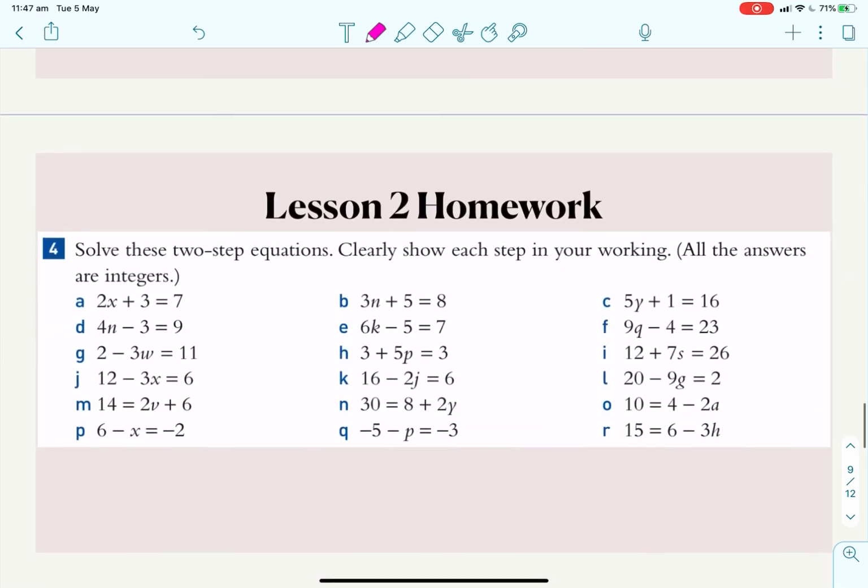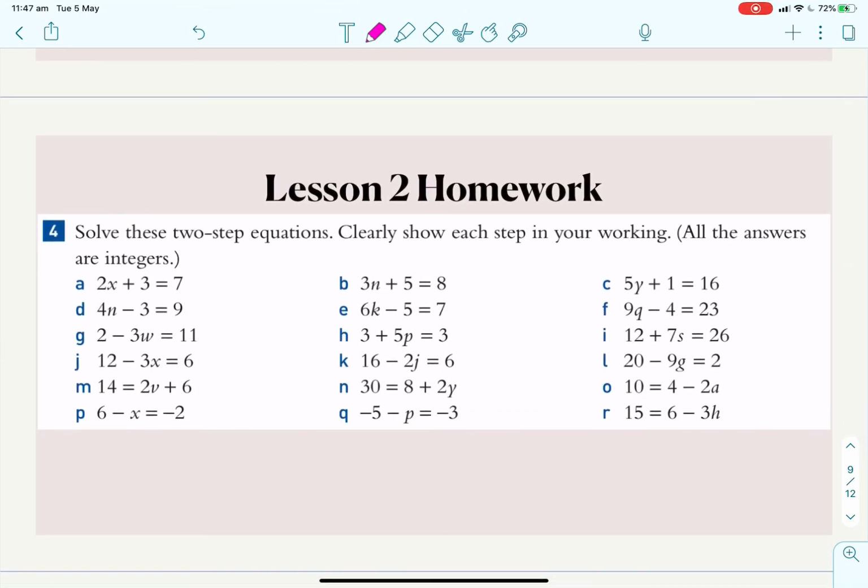I'll give you 2 questions for homework. This one should be quite similar to what we did earlier. Just one thing here: some of the questions they probably put the number in front and then the letter on the other side. It's not really a big deal. I'm going to give you one example here. Let's do O. So we got 10 equals 4 minus 2a.